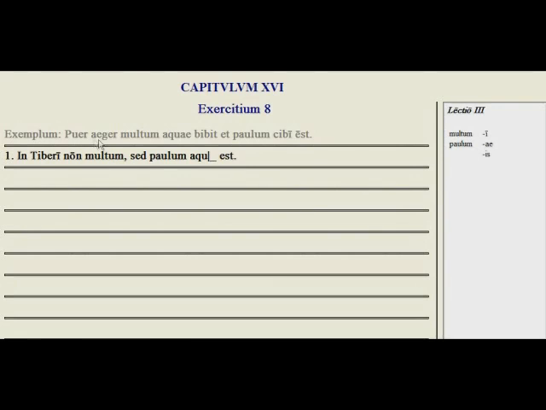We have "Puer aeger," a sick boy drinks a lot of water and eats little food. Literally, a sick boy drinks much of water and eats little of food. So in our practice, filling in the ending, we have "in Tiberi non multum," so in the Tiber, not a lot, "sed paulum," but a little, there's a little water. But we know that in Latin they'd say a little of water, so we're going to put in the genitive here, aquae.